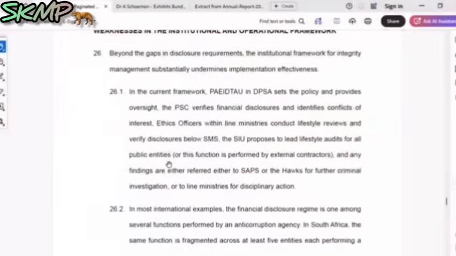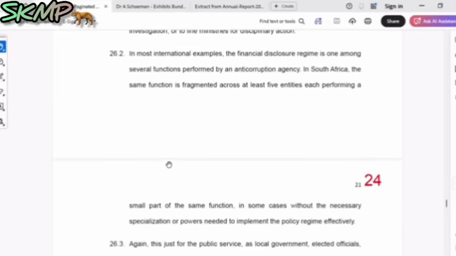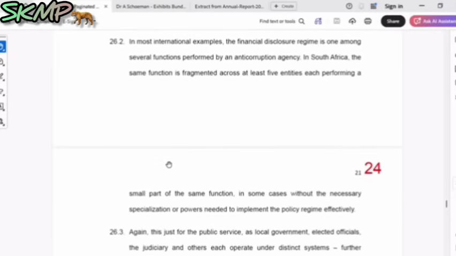Absolutely. So in 26.2, I effectively framed the same point from the previous paragraph to say that in most international examples, this kind of function would be in a single entity. And in South Africa, we've dispersed the same function across many different institutions that have a small part and small role to play in implementing the system. And this is only in the case of the public service, SAPS, etc., which follow the same framework.